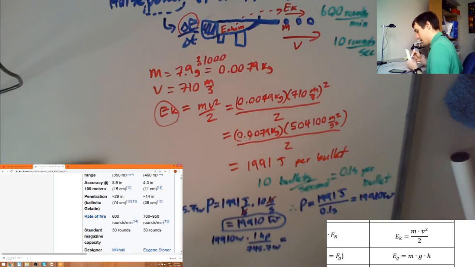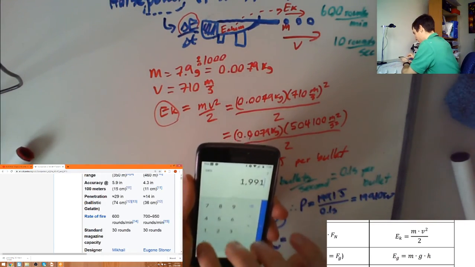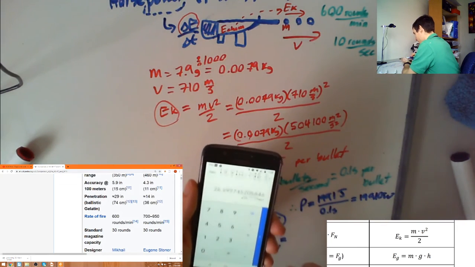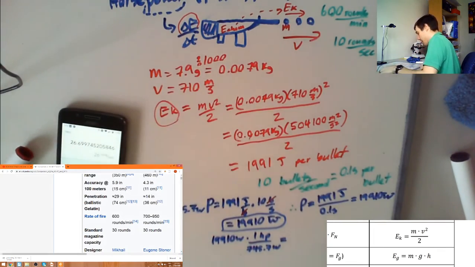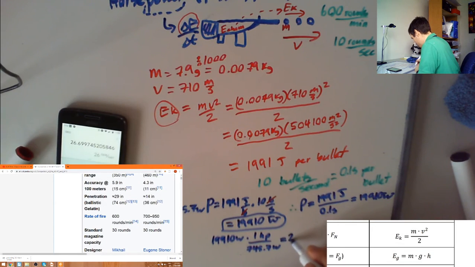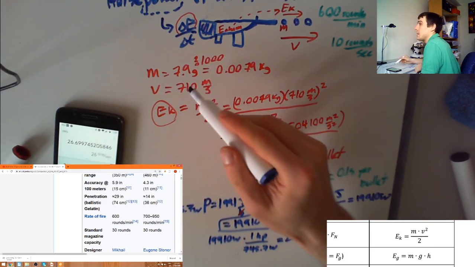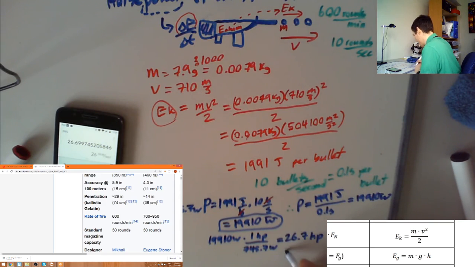So let's do that in the calculator here. 19,910 divided by 745.7, we end up with 26.7 horsepower. For sig digs, we've got 2 sig digs here, 2 sig digs here, so we probably want just 2 sig digs. 27 horsepower is our final answer.